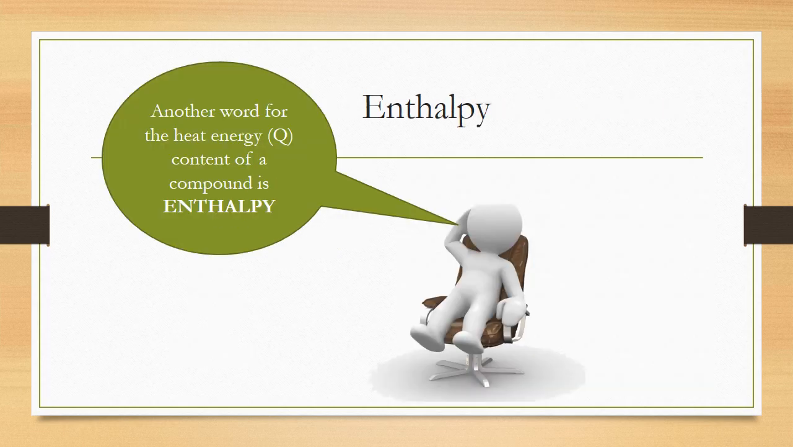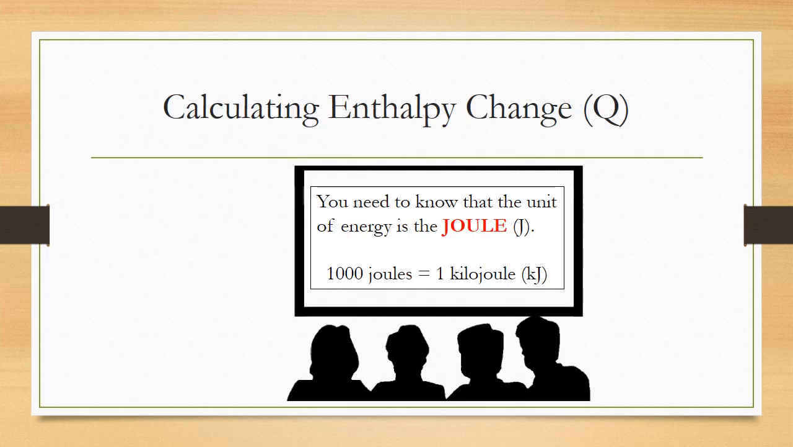Okay, so another word for the heat energy, Q, of a compound is its enthalpy. It's the amount of heat energy that's released when you're breaking all the bonds. Just think about that. It's going to be enthalpy, and we're going to be introducing it later. Because you can calculate enthalpy change, Q. So you need to know that the unit of energy is the joule, from physics, and also nice to remember, because we're dealing with such numbers, that 1,000 joules is 1 kilojoule.